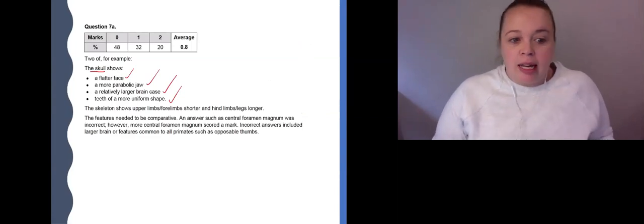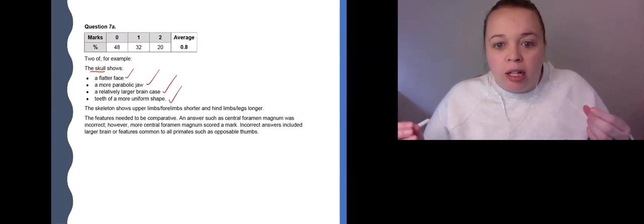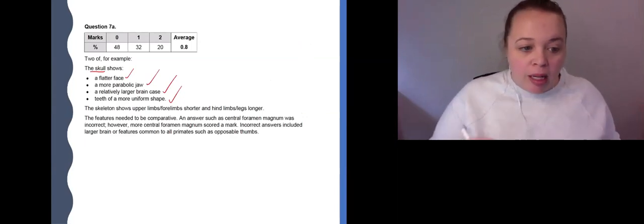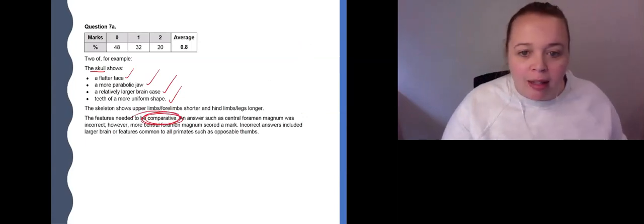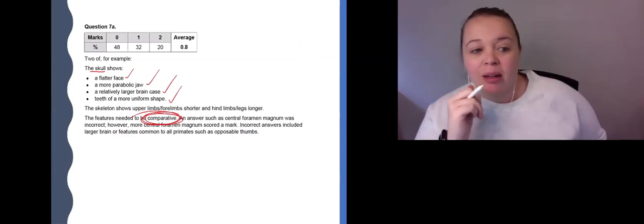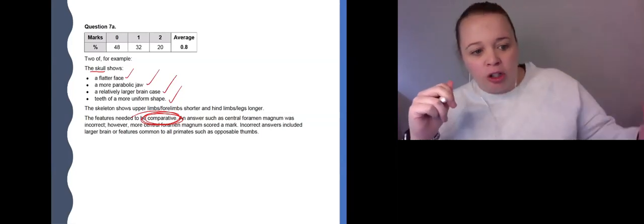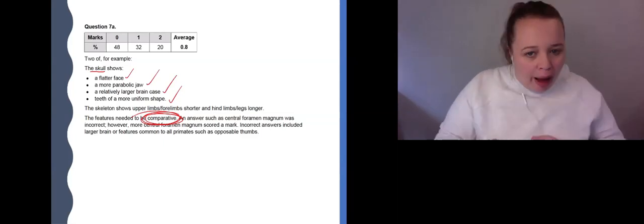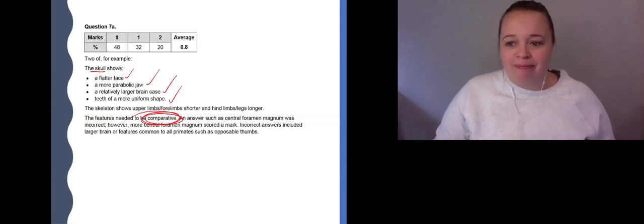You could say that the skeleton shows that the upper limbs have a shorter arm to leg ratio. So the upper limbs are shorter than the lower limbs. The features needed to be comparative. Now, this is the number one thing, yeah? Whenever you're talking about these questions, you have to have a comparison. More this, flatter, yes, larger, increase in shape, decrease in this, yeah? There has to be a comparative statement to get that answer. And that's it.